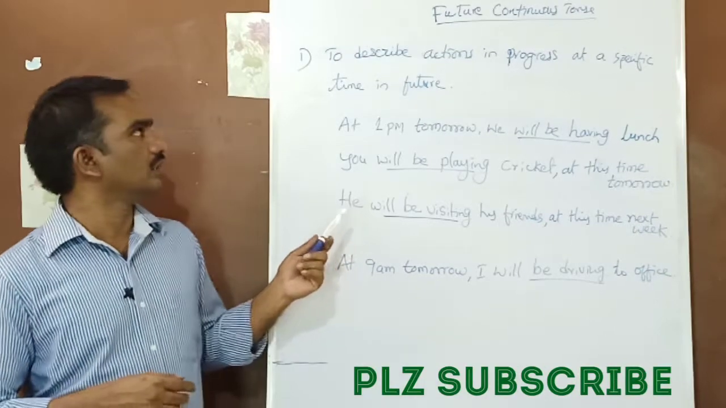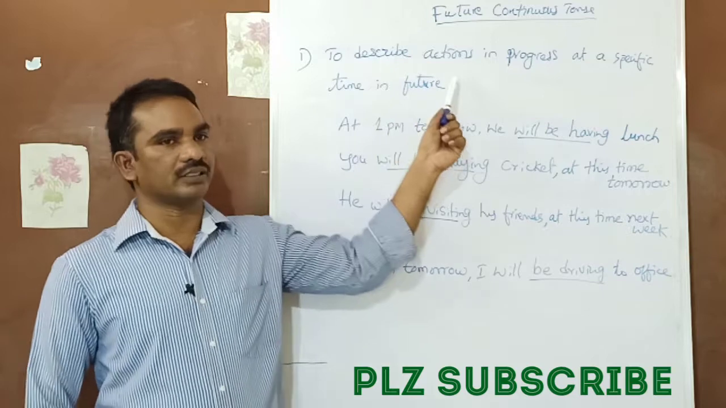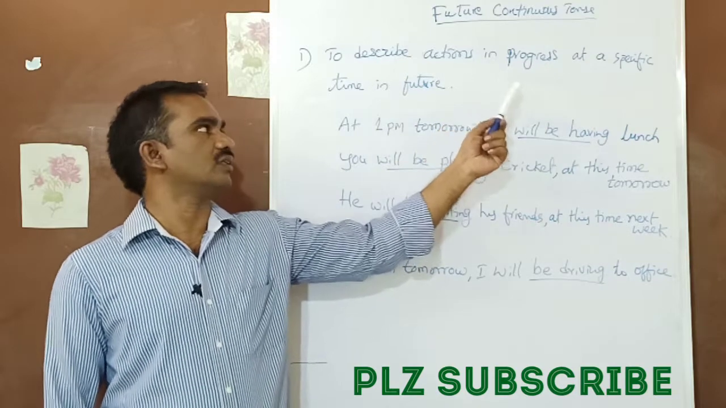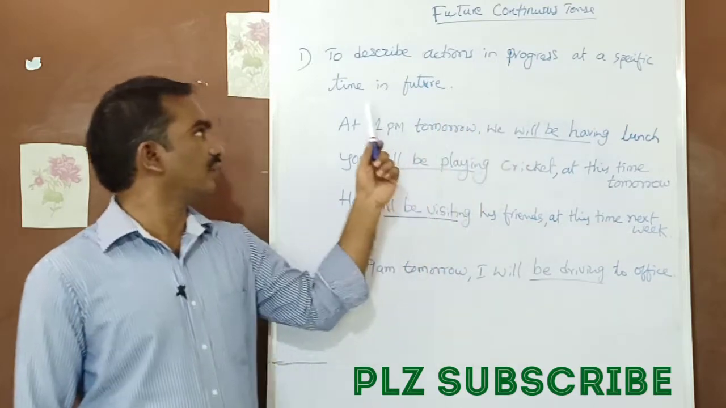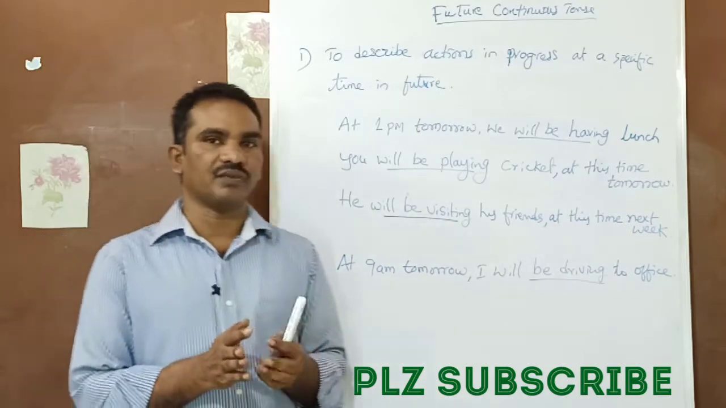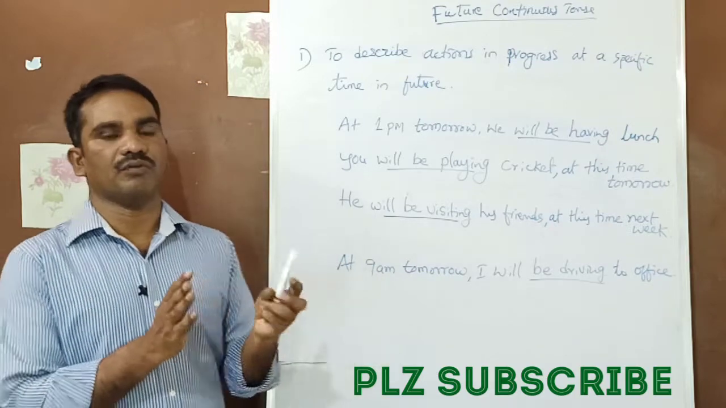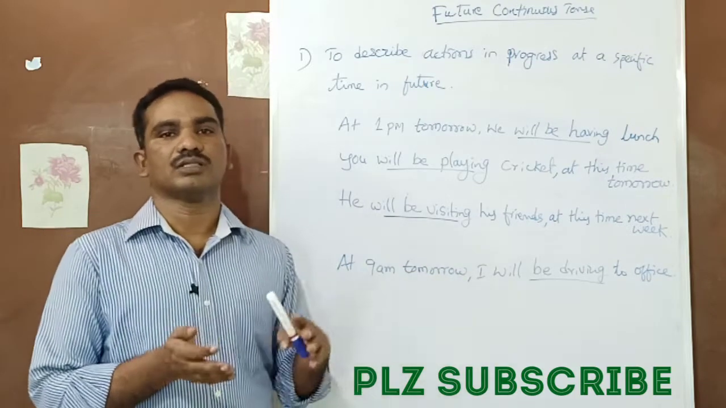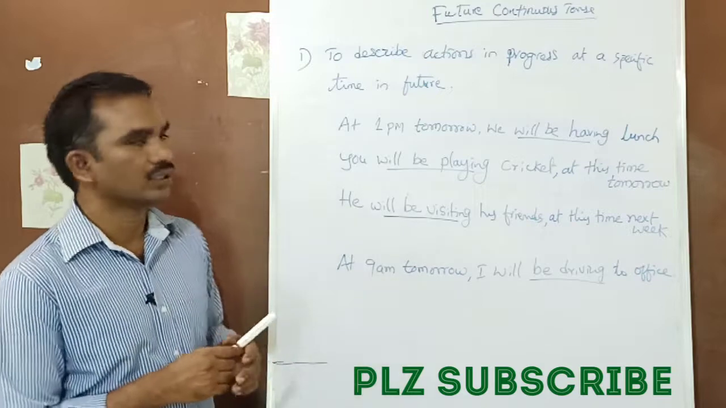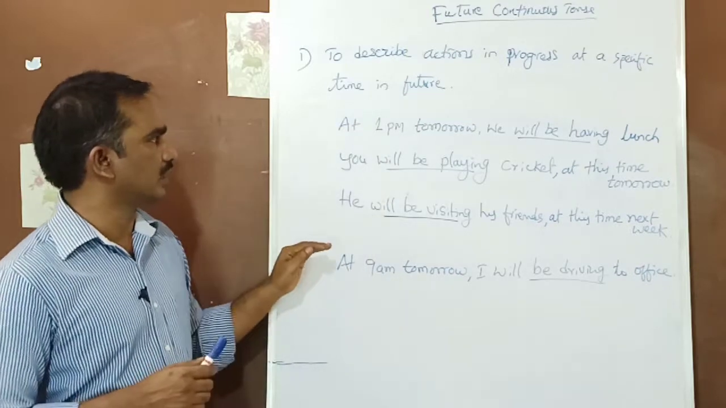The first rule is we use future continuous tense to describe actions which are in progress for some time at a specific time in future. At some point of time, maybe for 1 hour, 2 hours, 1 day, 2 days, 2 months, etc., they'll be in progress. Let's look at the example.